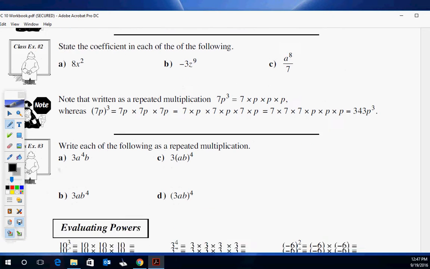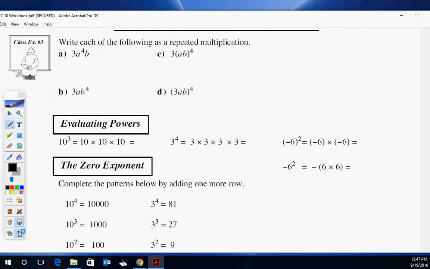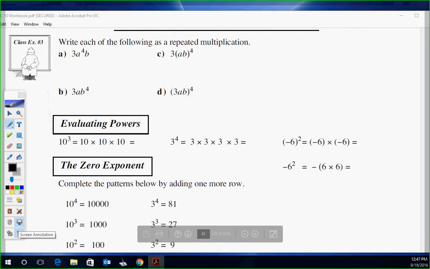Okay. So write each of the following with repeated multiplication. I'll do the first one. The 3 is by itself. I have 4 A's and a B. So 3 by itself, 4 A's and a B. Josie, what do you think about C? 1, 3, 4 A's, 4 B's. Good. Or you can write them separately, it doesn't matter.